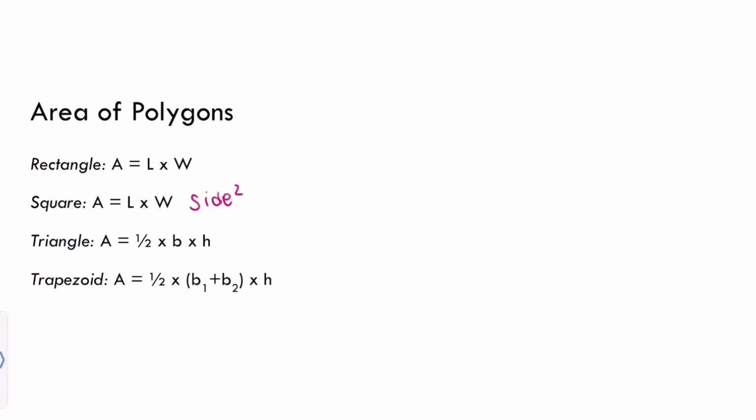So for a trapezoid, it'll look something like this. So if this was a trapezoid, this is base 1 and then this is base 2. So you have to add the lengths of these two bases and then multiply by 1/2 and by the height, which is this right here. This is the height.